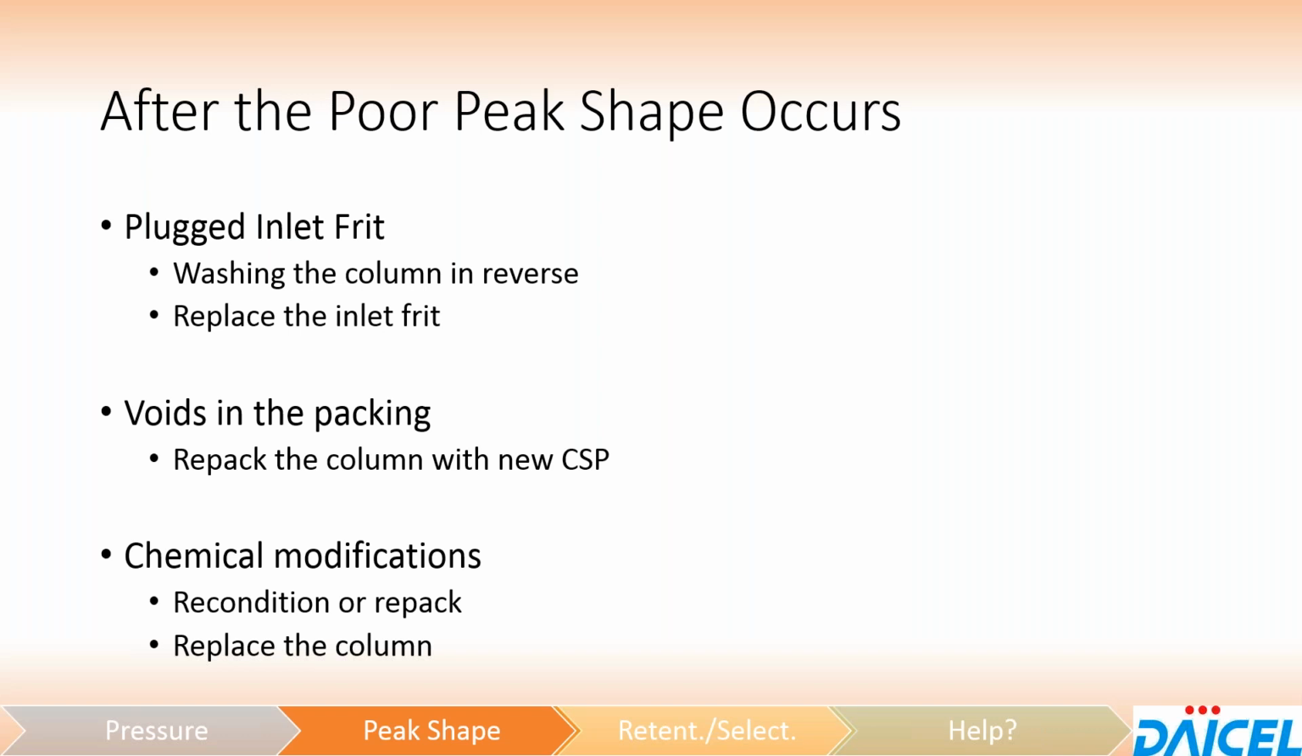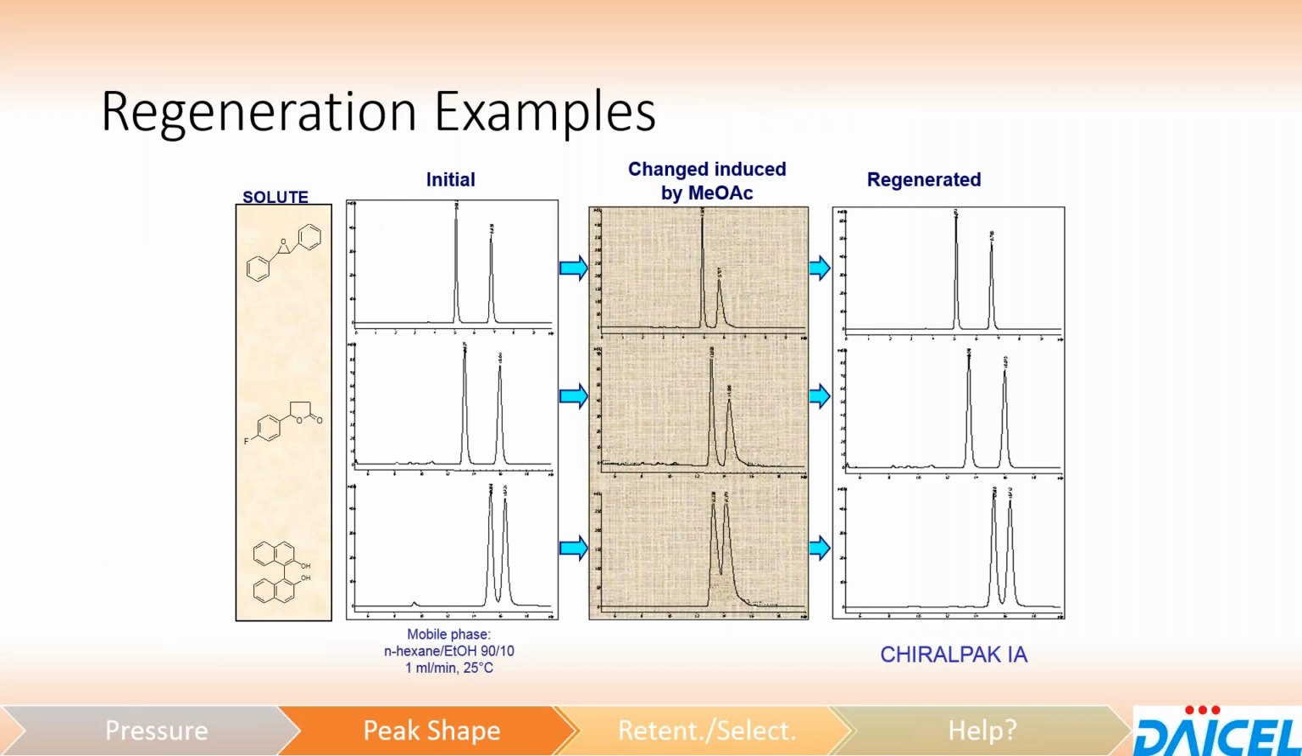And then for chemical modifications, reconditioning or repacking the column again is sometimes an option. But if it's something where, for instance, you've run a pH mobile phase that was too high and you started dissolving the silica, you will have to replace the column at that point. The reconditioning process, the regeneration process, if it's a memory induced or a mobile phase induced kind of change in the chromatography, there are sometimes things that you can do on your own.